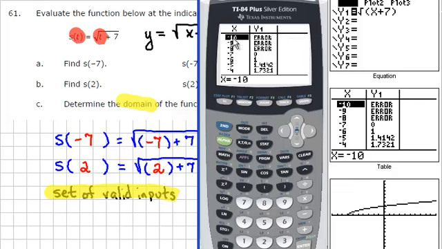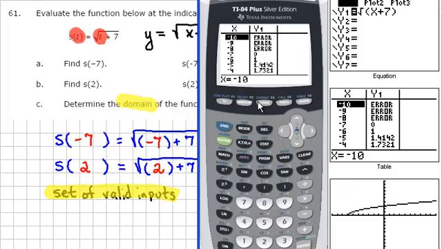Now notice in the table that when x is -10, the calculator produces an error message. This error message indicates that -10 is not a valid input. We also get an error when x is -9, so -9 is not a valid input. -8 is not a valid input. The first valid input that we encounter is -7. When we input -7 into the function, the output is 0, and so -7 is a valid input. We see that the valid inputs start at -7 and are greater than -7.